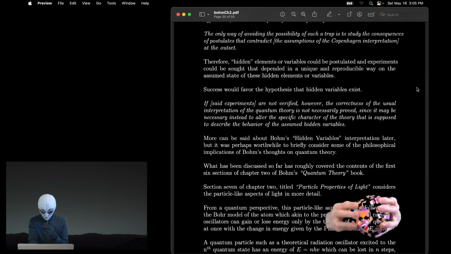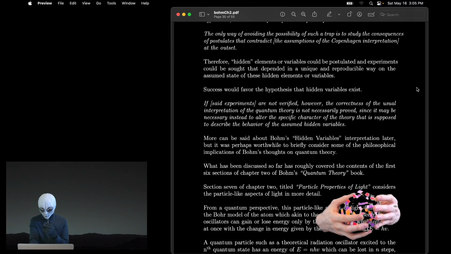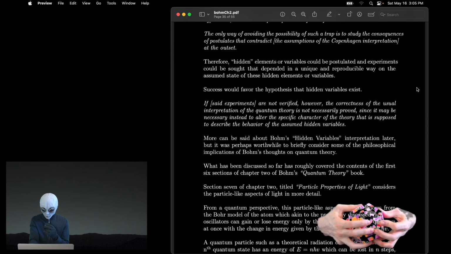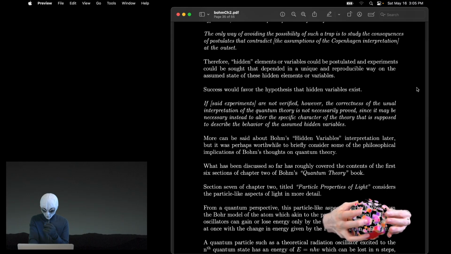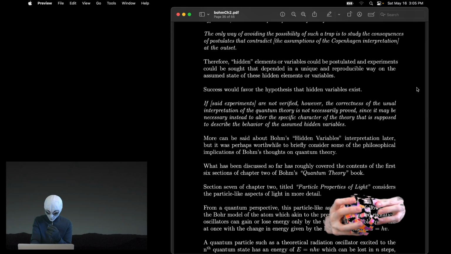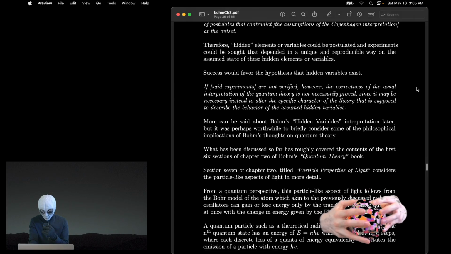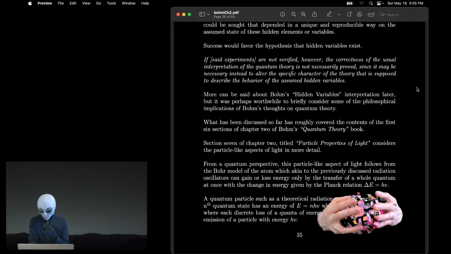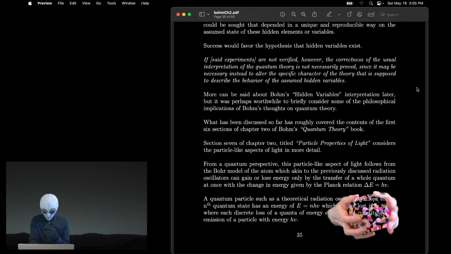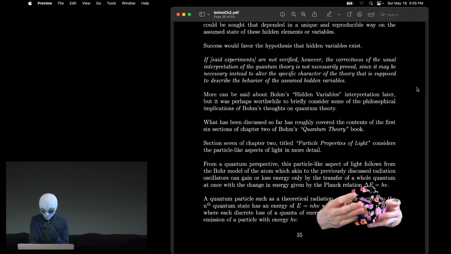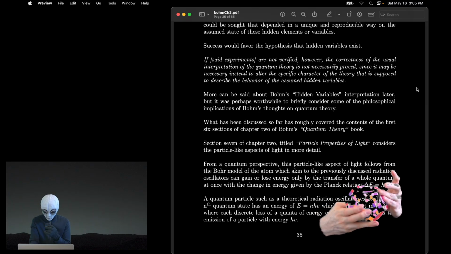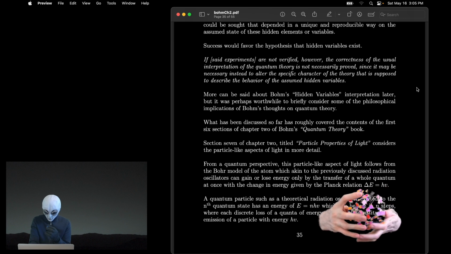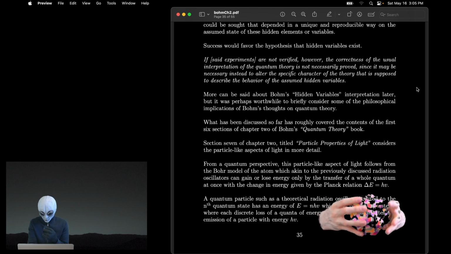Therefore, "hidden" elements or variables could be postulated, and experiments could be sought that depended in a unique and reproducible way on the assumed state of these hidden elements or variables. Success would favor the hypothesis that hidden variables exist. If said experiments are not verified, however, the correctness of the usual interpretation of the quantum theory is not necessarily proved, since it may be necessary instead to alter the specific character of the theory that is supposed to describe the behavior of the assumed hidden variables.